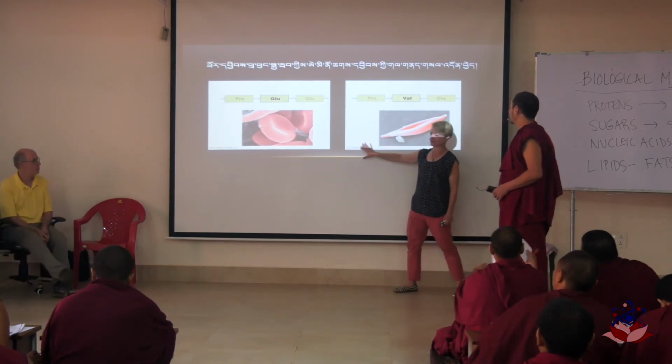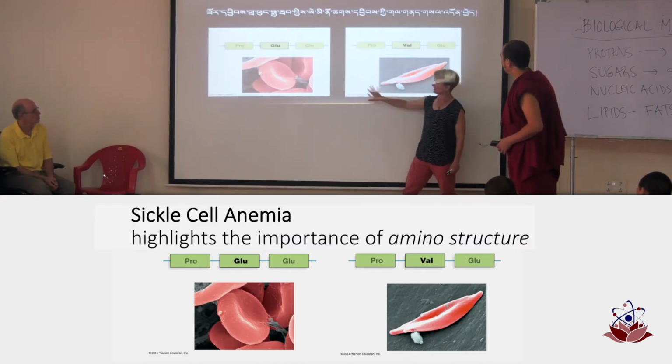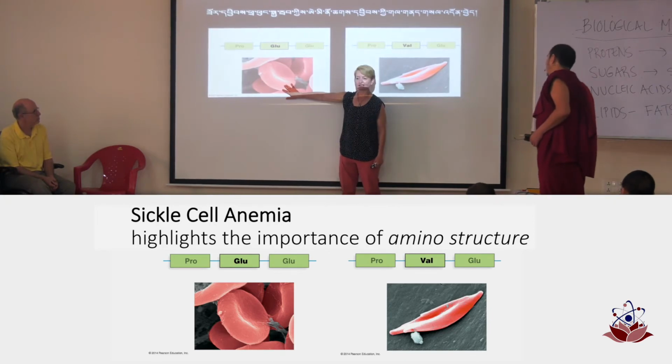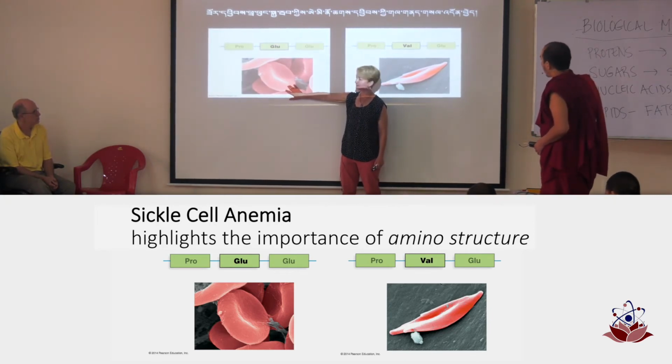And again, to reiterate this idea of structure and function, here's a red blood cell that contains normal hemoglobin.